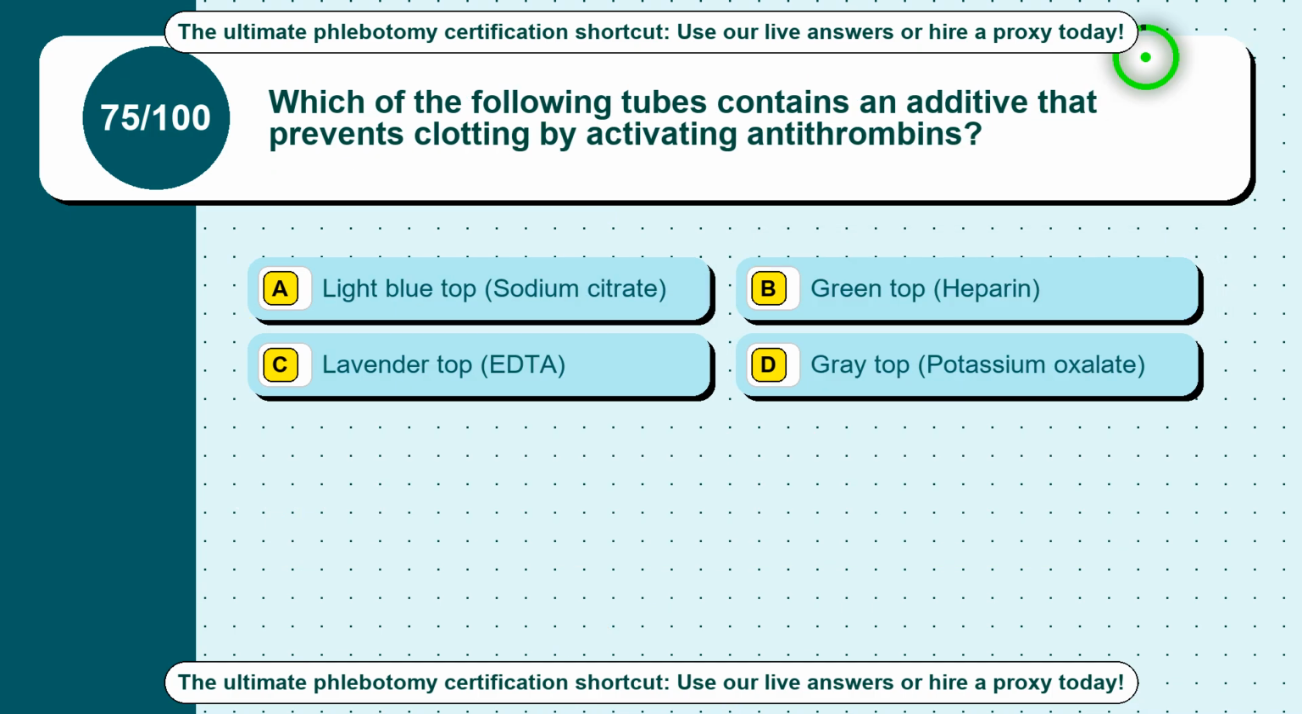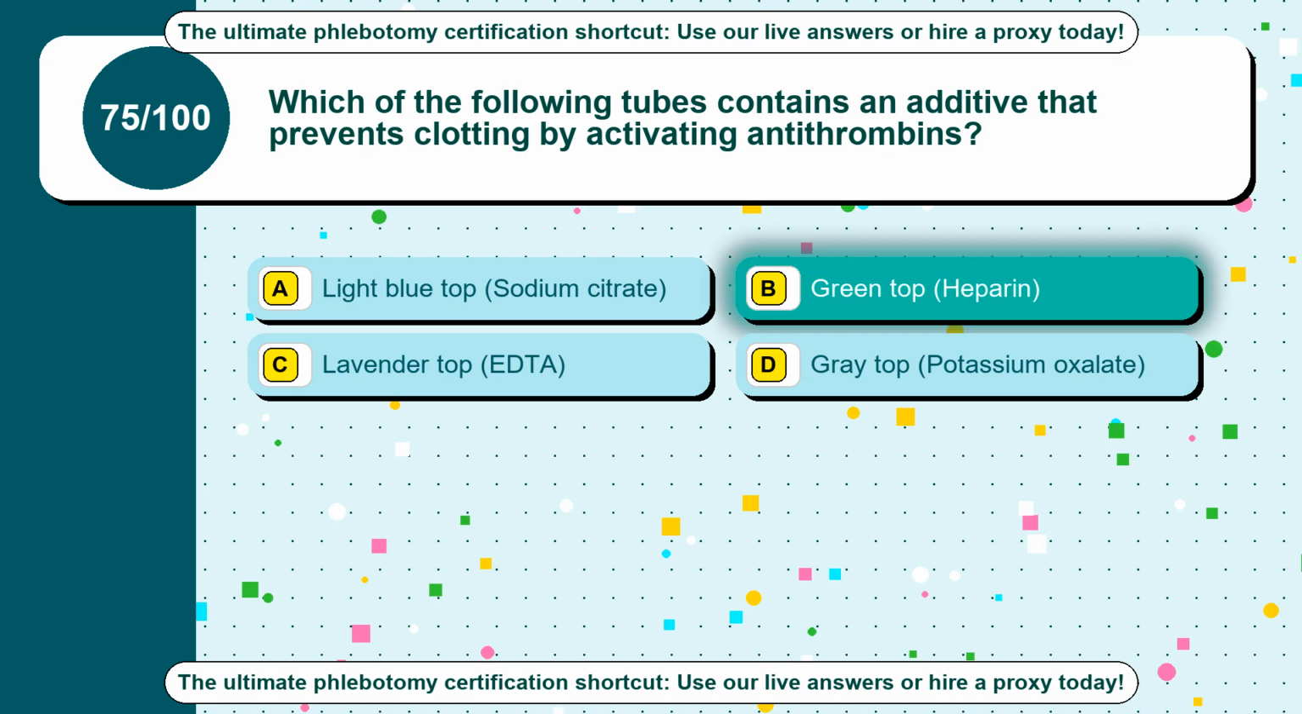Question 75. Which of the following tubes contains an additive that prevents clotting by activating antithrombins? Option A, light blue top, sodium citrate. Option B, green top, heparin. Option C, lavender top, EDTA. Option D, gray top, potassium oxalate. The correct answer is option B, green top, heparin.